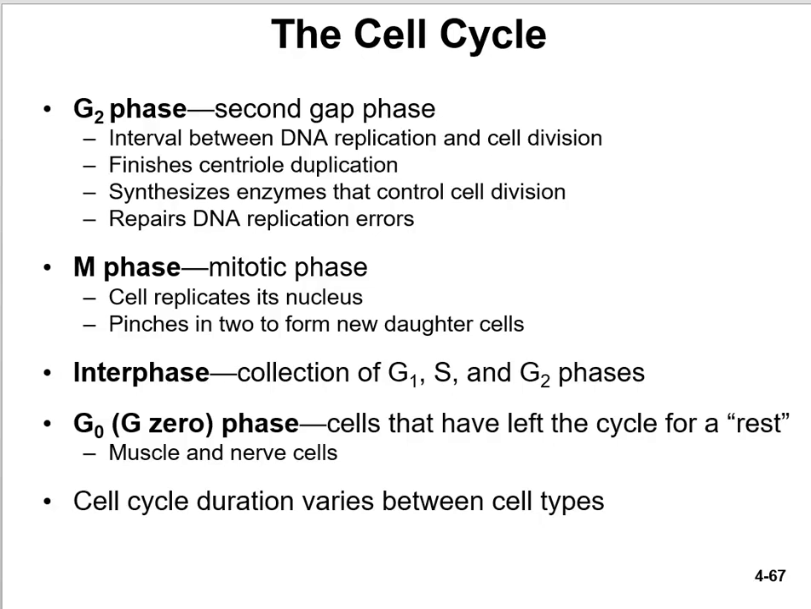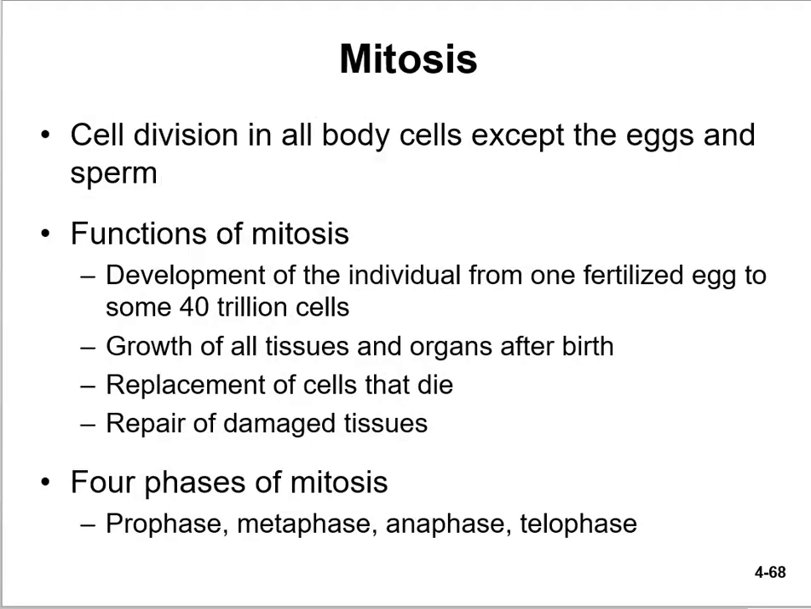The cell cycle and how long it takes will vary between cell types. Some cells go through it often, like for instance your skin cells, your stomach cells, but some cells really don't after you're born or after growth, such as nerve cells. Mitosis is the cell division in all body cells except egg and sperm. They undergo something just a little bit different.